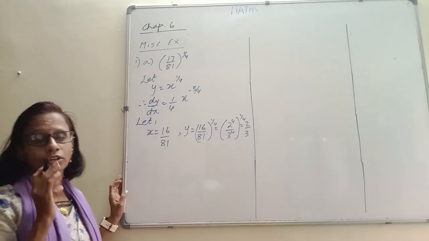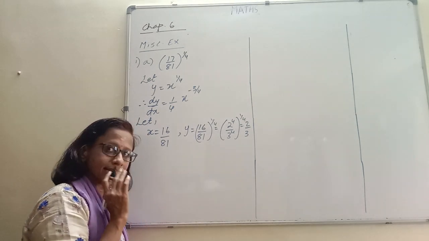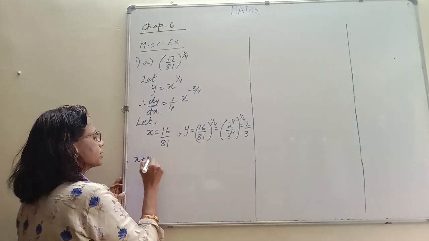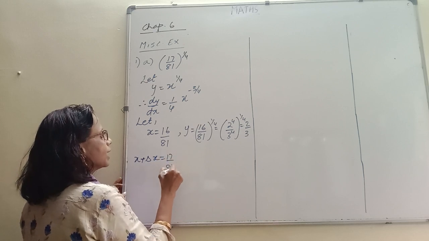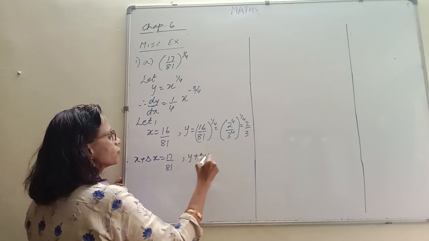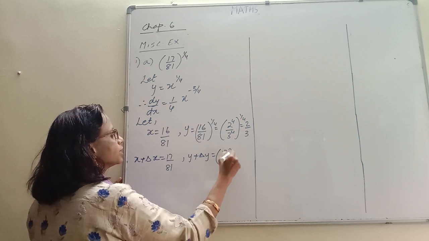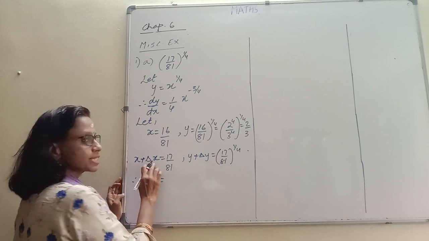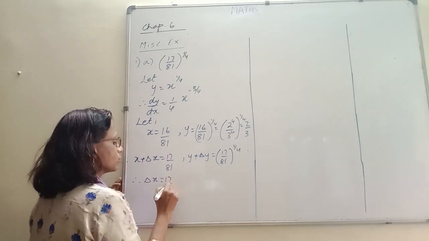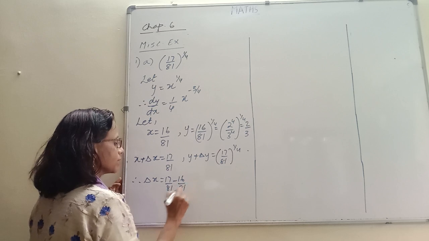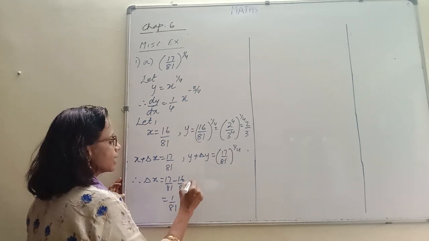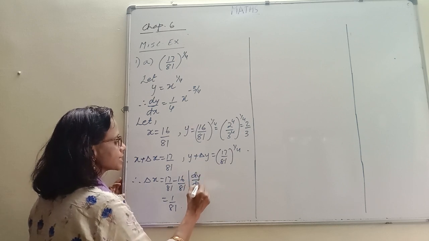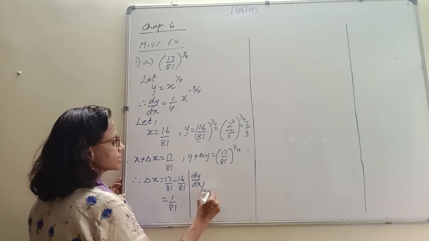You have to fix that value as x, whose y value you can easily find. And x plus delta x is your given, that is 17/81. And y plus delta y is what you have to find, the fourth root of 17/81. So we easily know what delta x is. That is x plus delta x minus x, so 17/81 minus 16/81, that is 1/81. And we also have to find dy/dx at the point x, that is 16/81.